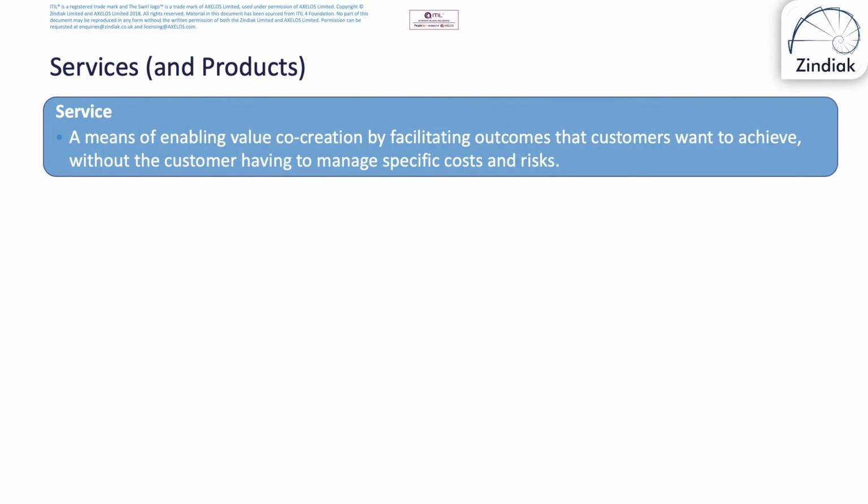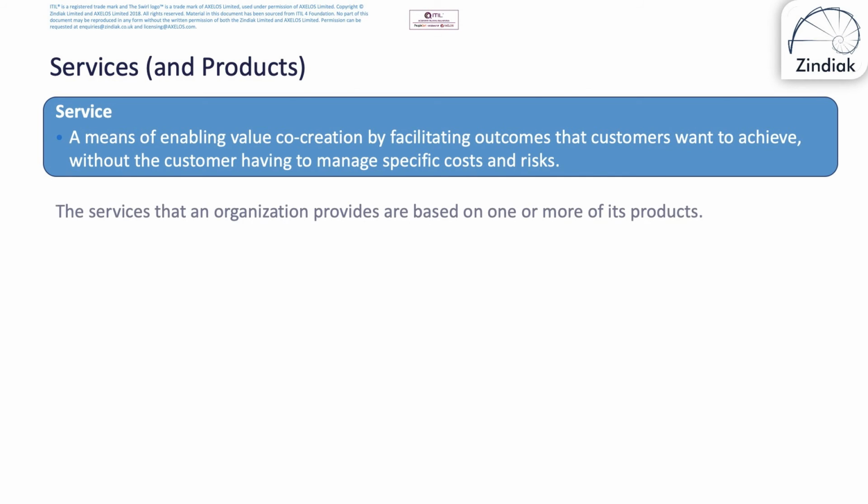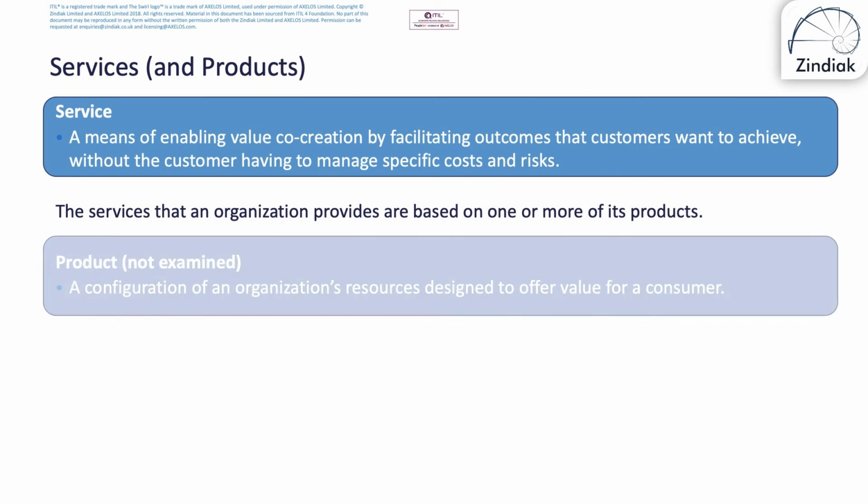We're now going to look at the definition of services and products. Service is a means of enabling value co-creation by facilitating outcomes that customers want to achieve, without the customer having to manage specific costs and risks. The services that an organisation provides are based on one or more of its products. A product is a configuration of an organisation's resources designed to offer value for a consumer.